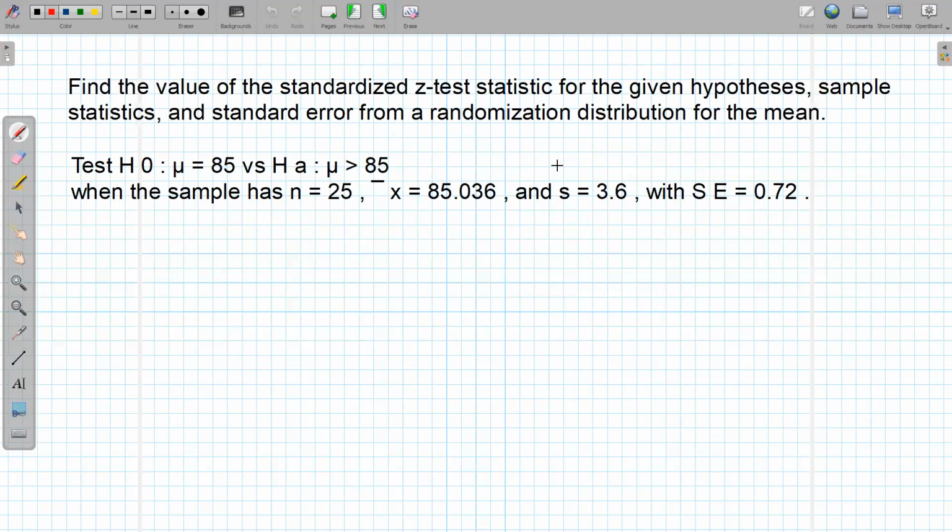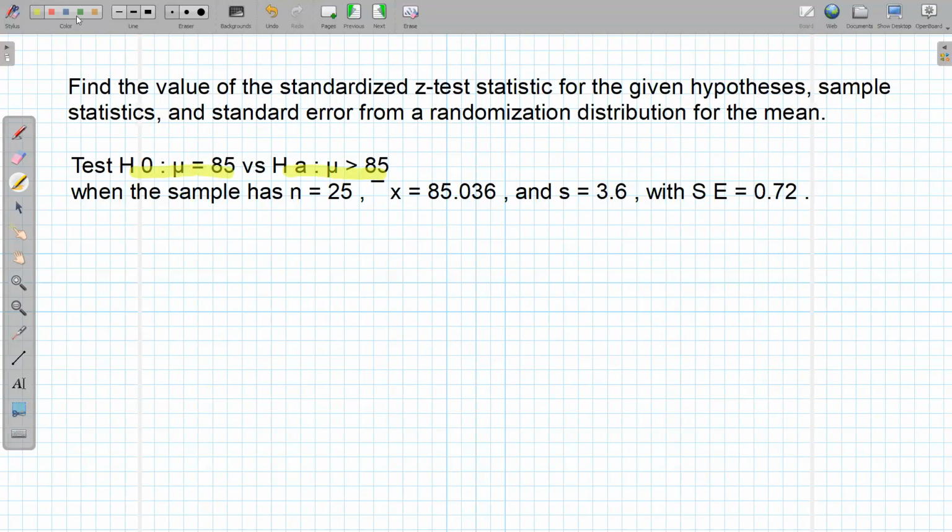So here's a hypothesis test. What I want to do here is find the value of the standardized Z statistic. I'll remind you of what that is for a given hypothesis, sample statistics, and standard error. So I'm given my hypothesis here. My null hypothesis is that I have a mu that's thought to be 85. And my alternative hypothesis is that the mu is believed to be greater than 85. And remember, for the null and the alternative hypothesis, the null has an equals, the alternative never has an equals in it. That's how we choose which is which.